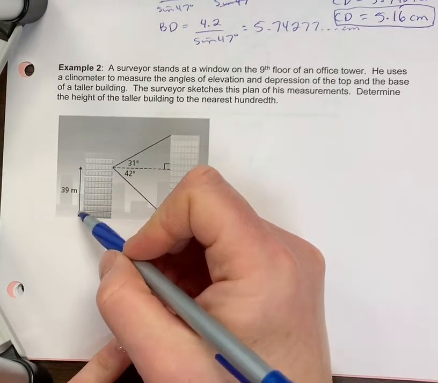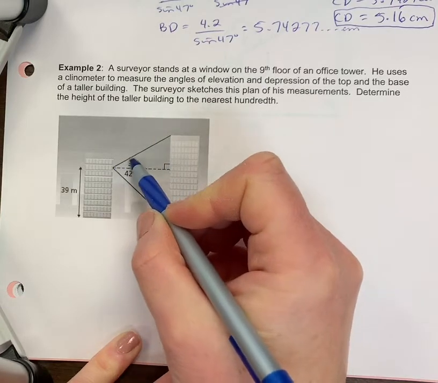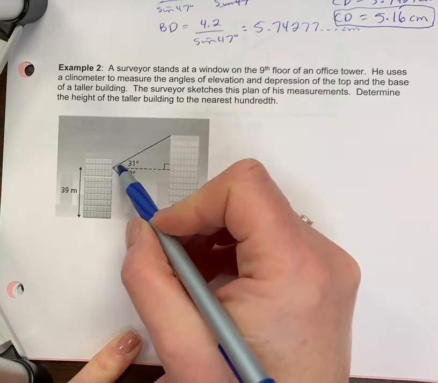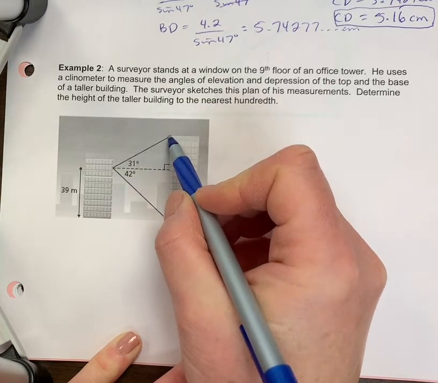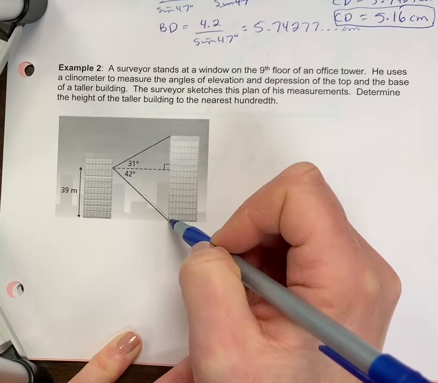Okay, so he's 39 meters up. This is the horizontal. He's measuring with a clinometer. We've talked about it, meaning it's just a device to measure the angles. So if he's looking up, it's 31 degrees. That's your angle of elevation. Looking down to the base of that is the angle of depression.